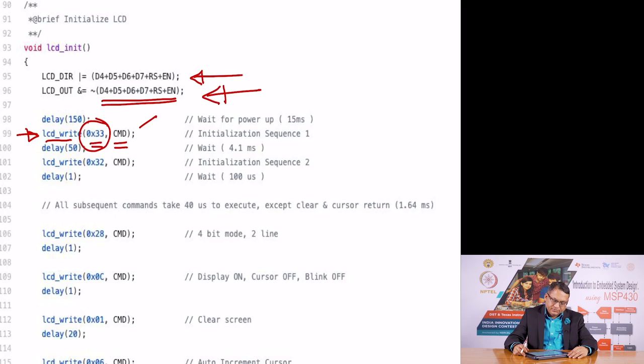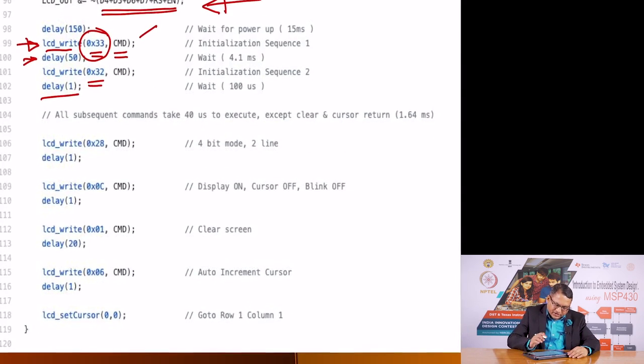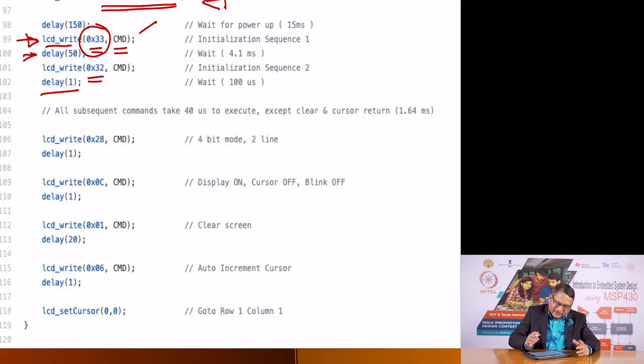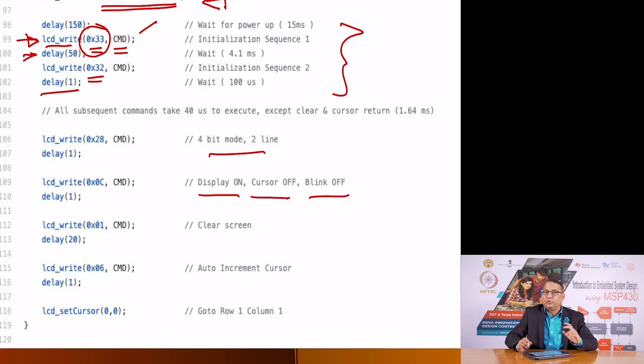as a command. Then you are delaying for some more time, and you are sending another command with the value 32. Then you are delaying for a lesser period of time. Now, you are sending these 4 commands. Basically, as you can correlate with the commands that you can send to the LCD, this is allowing you to initialize the LCD in 4-bit mode with 2 lines. You want the cursor display to be on, you want the cursor to be off, and you want the cursor not to blink. And then you clear the screen using this command.